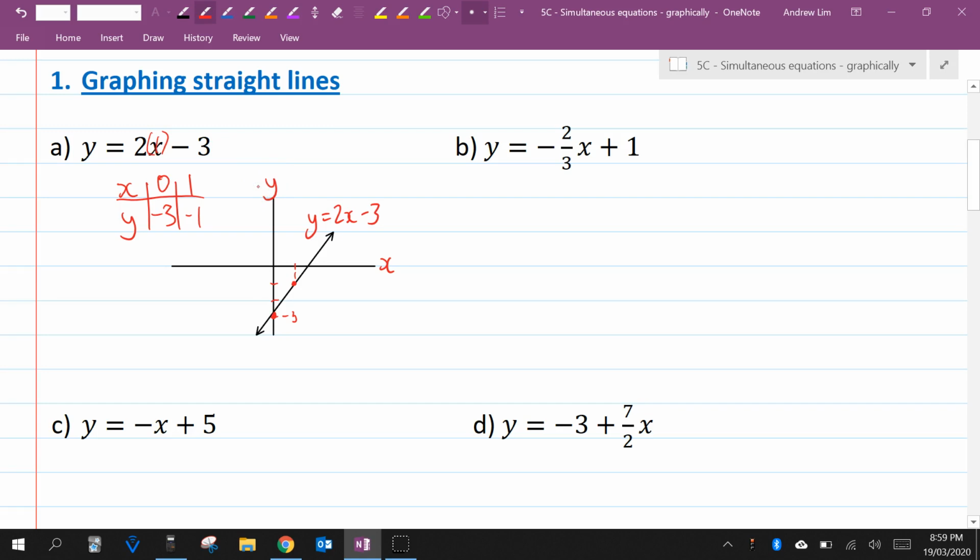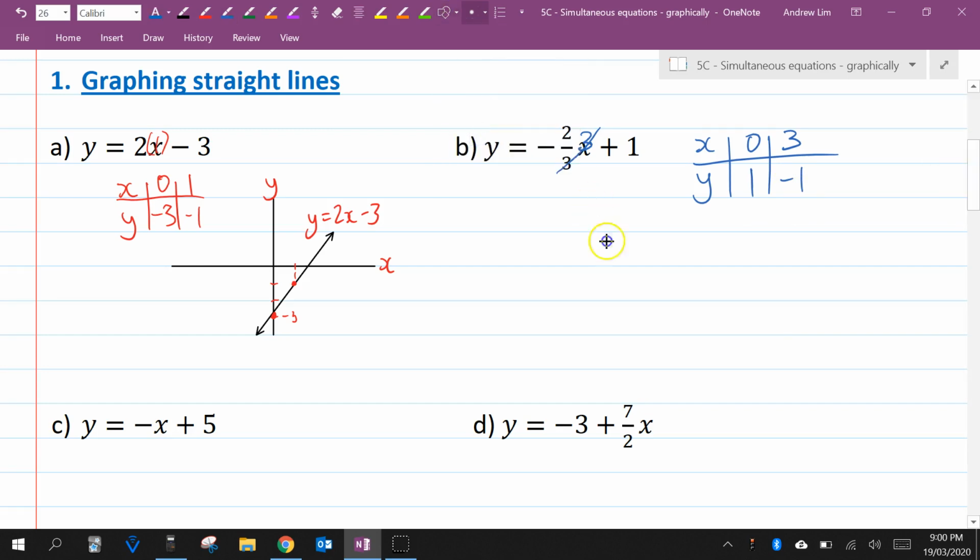So I'm going to do one more with you, question B, and I want you to have a go with C and D yourselves. So, question B, x and y. I always like to use 0 and 1, but here the coefficient of x is a fraction. So, I'm just going to use the denominator of 3 instead of 1. If x was 0, this becomes 0, so y would be 0 plus 1, which is just 1. If x was 3, however, then these 3s cancel each other out, and I've got y equals minus 2 plus 1, which is minus 1.